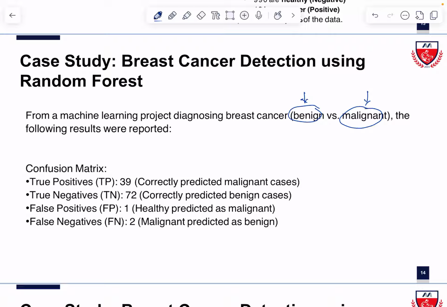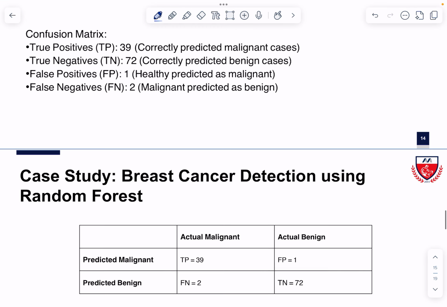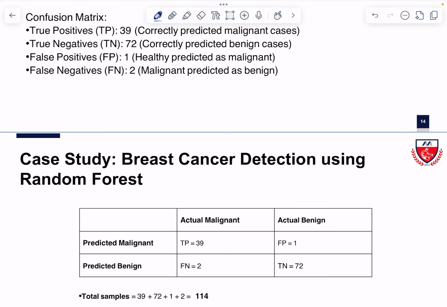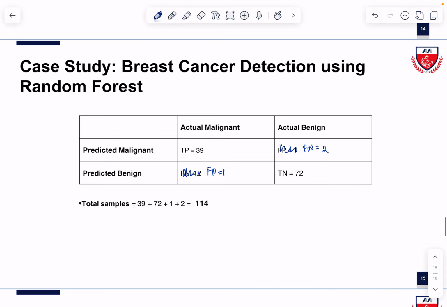Right? So in our confusion matrix class, we have true positive of 39, true negative of 72, false positive of 1. Like, okay, I made a mistake here. And false negative of 2. Okay, so this is the actual table of our case study.